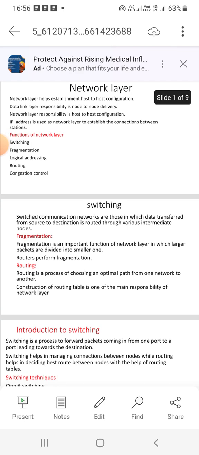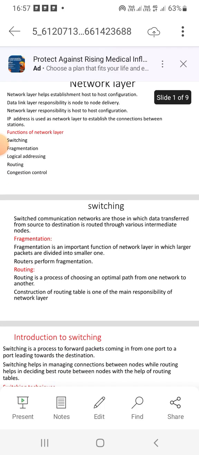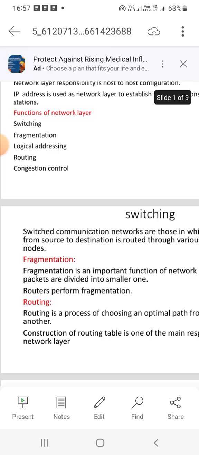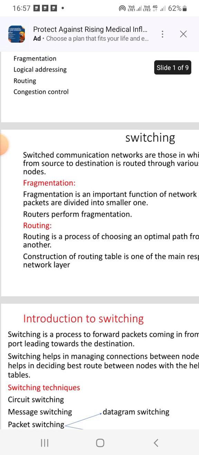What are the functions of network layer? Different functions are performed by the network layer. What are those? Switching, fragmentation, logical addressing, routing, and congestion control. What is meant by switching?